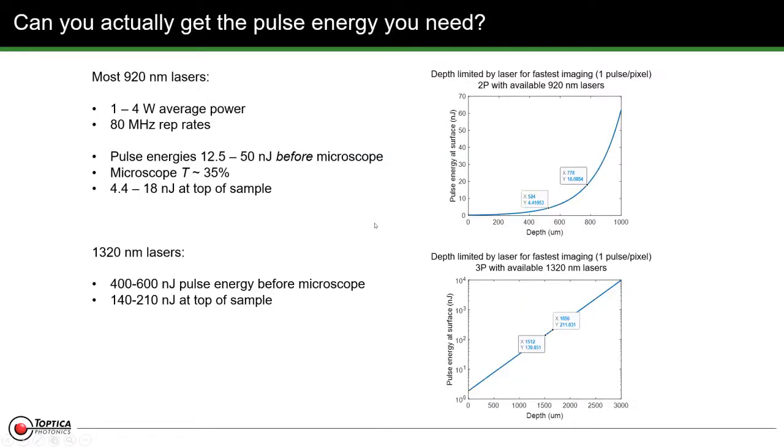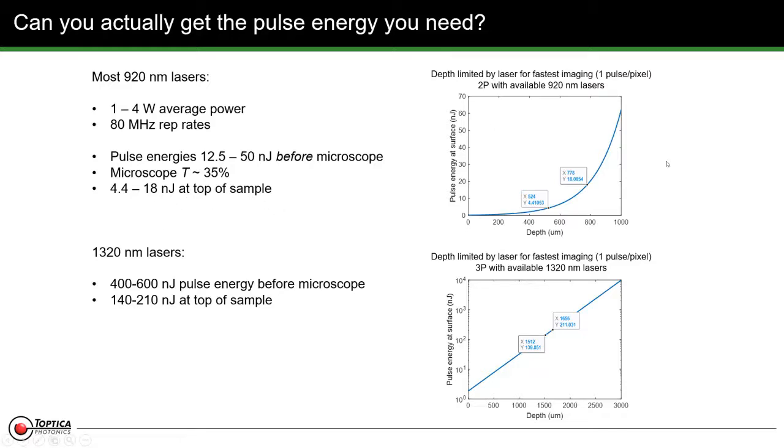What about the pulse energies? If you want to get deeper into the brain with 2-photon excitation, you need exponentially higher pulse energies. And are these things really available on the market? Most 920 nanometer lasers have between 1 and 4 watts of average power, and they have this base repetition rate of 80 megahertz. That means that their pulse energies are, say, 12.5 to 50 nanojoules, and that's before the microscope. The microscope eats maybe 2/3 of the light, so you end up with something like 4.5 to 18 nanojoules at the top of the sample.